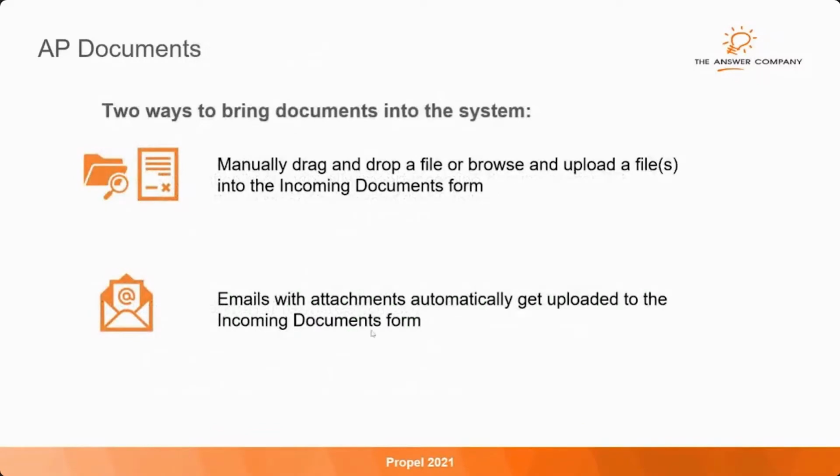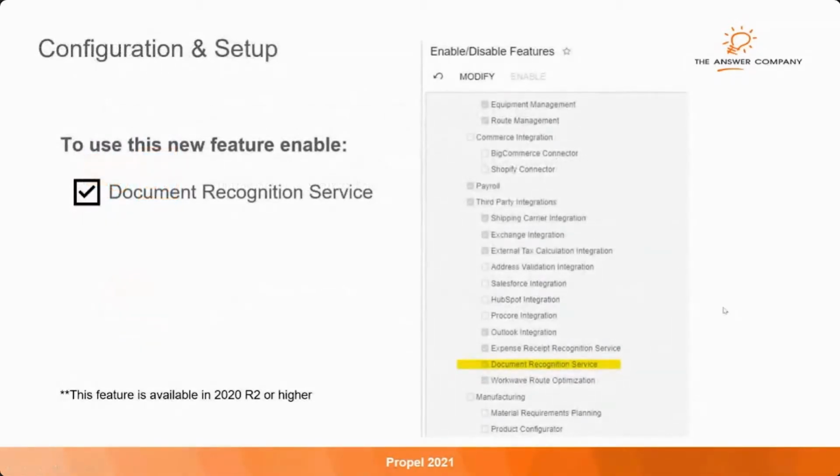So there's two ways to get PDF documents into the system. You can manually drag and drop the files or browse to upload a file that might have been saved somewhere on your server, or even a better way is to create a dedicated email account where your suppliers can send their documents to you by email. And what the system does is it automatically reads those PDF documents and uploads those documents directly into our AP document recognition part of the software. So we'll talk about that shortly and show you how that works.